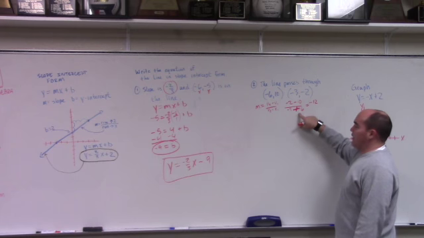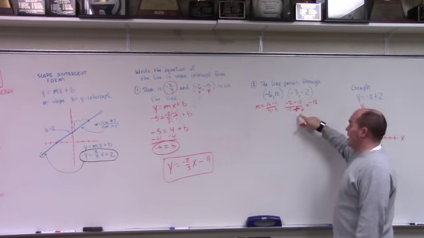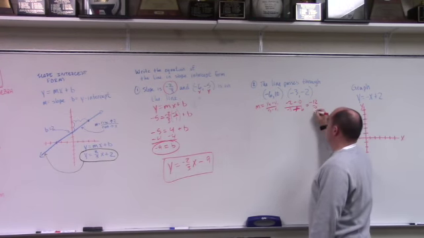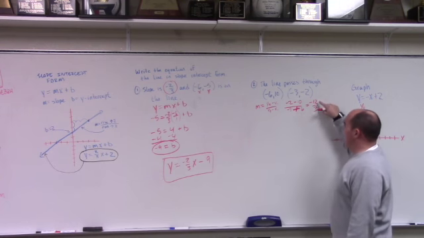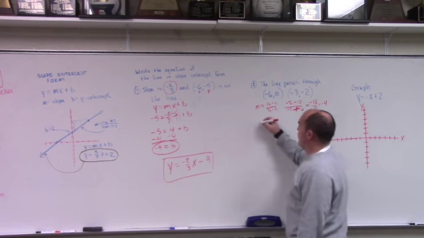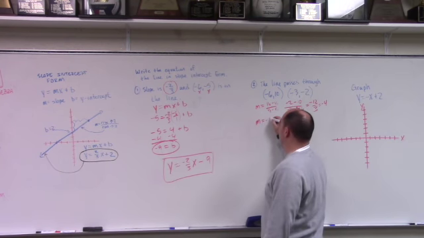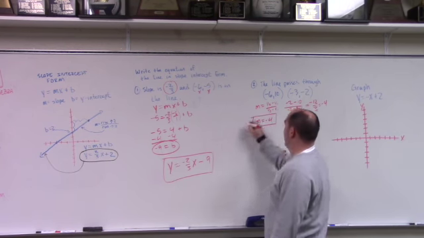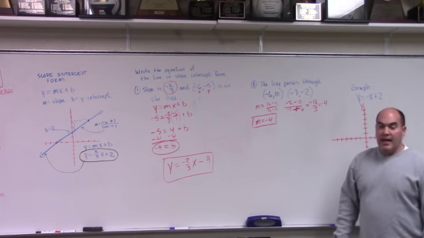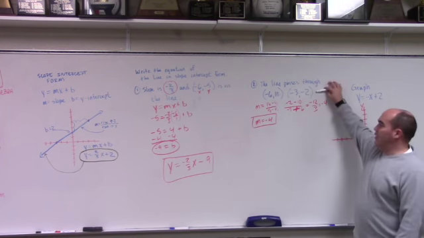So I have a -3 and a positive 6. A -3 and a positive 6 is going to make 3. So now -12 divided by 3 is negative 4. So my slope is negative 4.